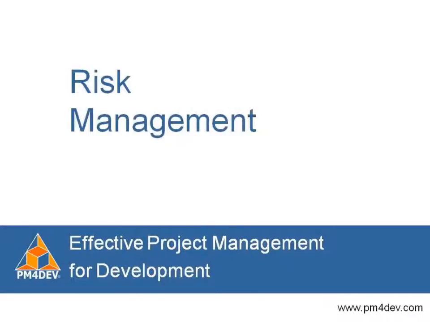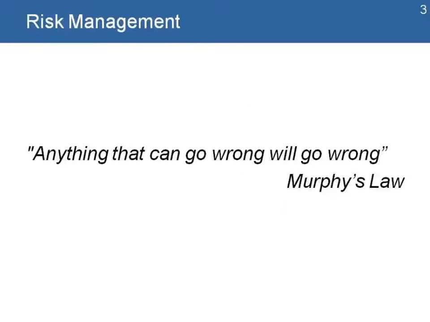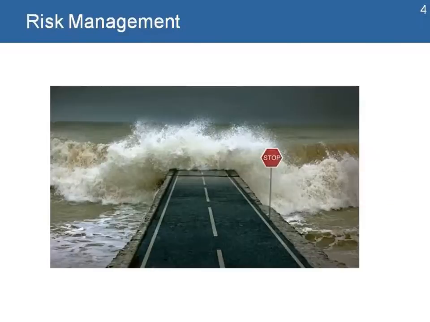This is a presentation on risk management. Anything that can go wrong will go wrong. This is called Murphy's Law, and it's very true for project management because projects are always in uncharted territories, and if there is even a little possibility that something will go wrong, it will go wrong.